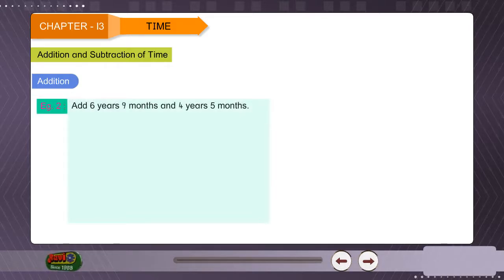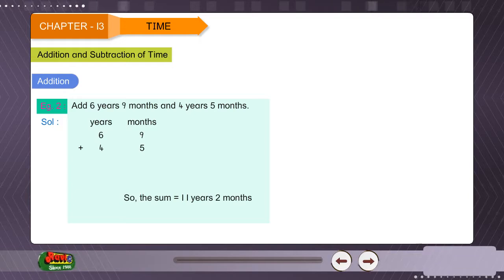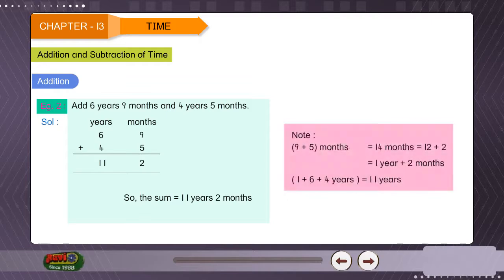Example 2. Add 6 years, 9 months and 4 years, 5 months. Solution. Years, months. 6 years, 9 months plus 4 years, 5 months. So, the sum is equal to 11 years, 2 months. Note, 9 plus 5 months is equal to 14 months, which is 12 plus 2, is equal to 1 year plus 2 months. 1 plus 6 plus 4 years is equal to 11 years.